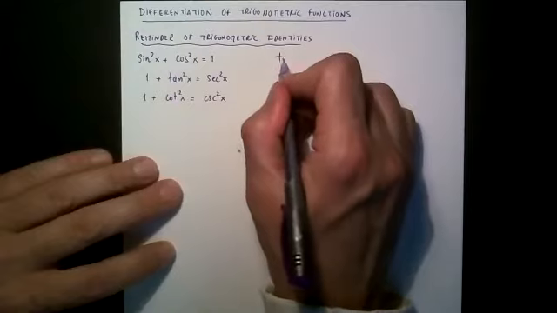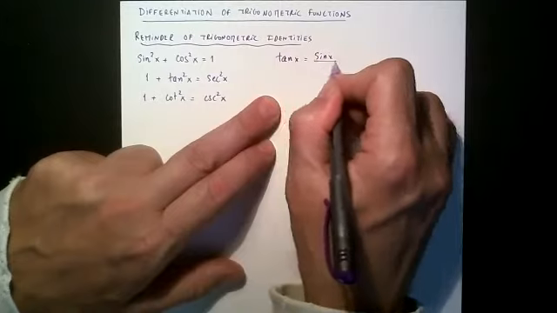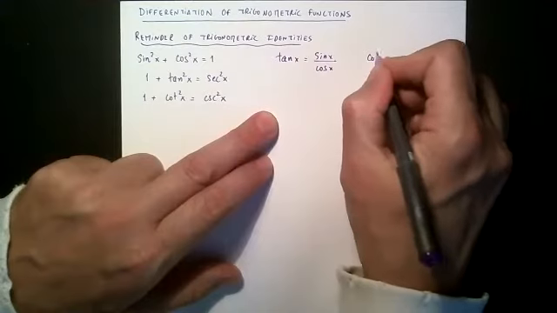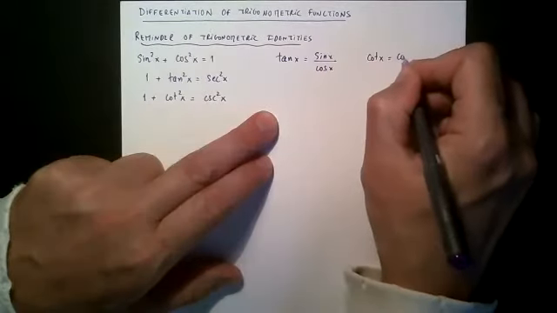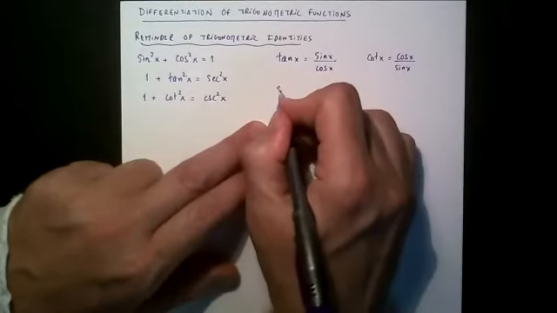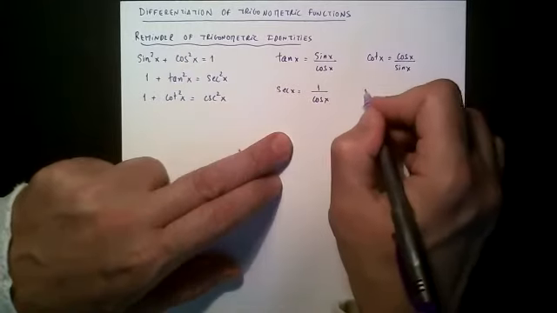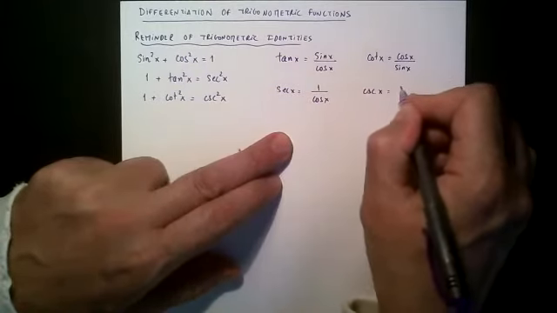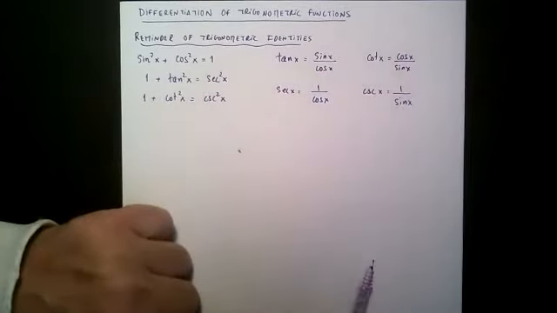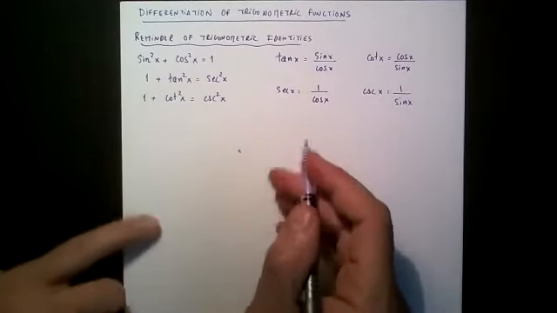Then tangent of x is sine of x over cos of x. Cotangent of x is cos of x over sine of x. Then secant of x is 1 over cos x, and cosecant of x is 1 over sine x. And all this we proved. I remember we proved all these. Now there's 2 more identities.